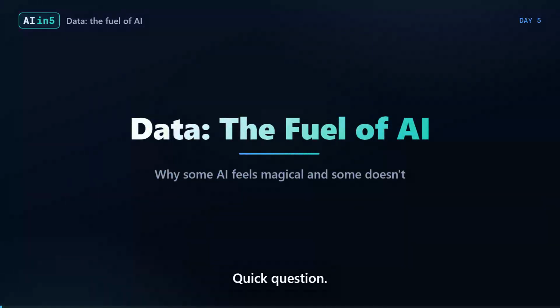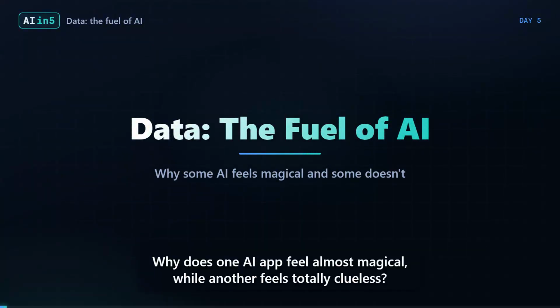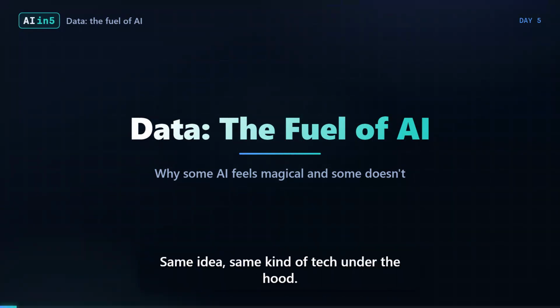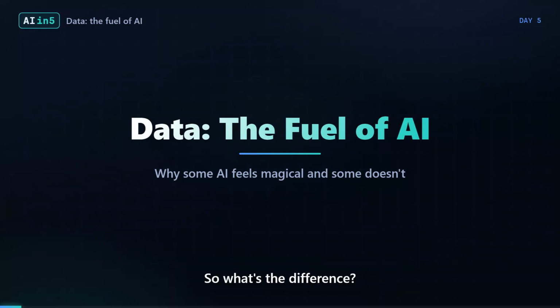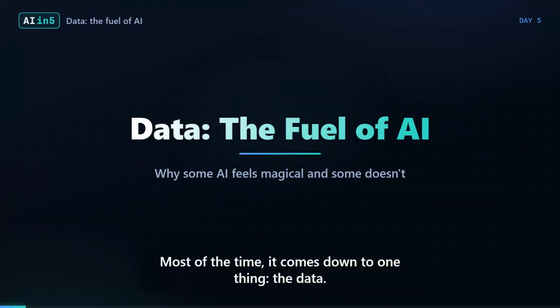Quick question. Why does one AI app feel almost magical, while another feels totally clueless? Same idea, same kind of tech under the hood. So what's the difference? Most of the time, it comes down to one thing: the data.